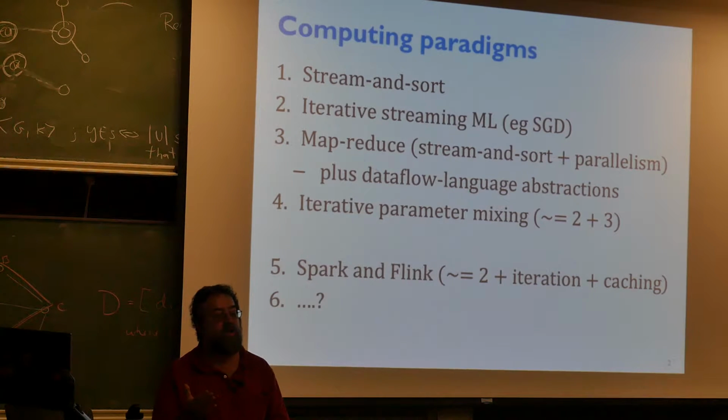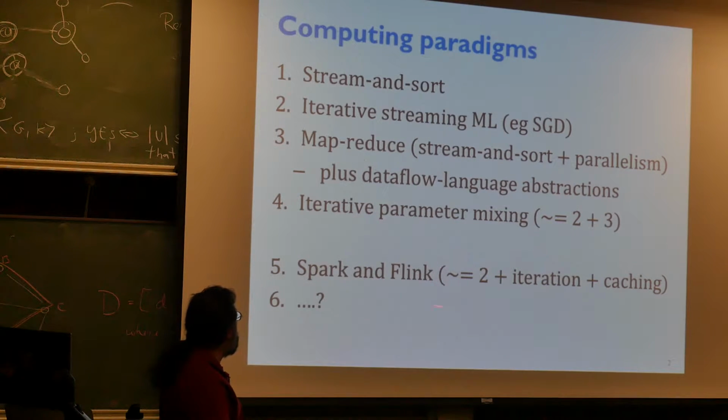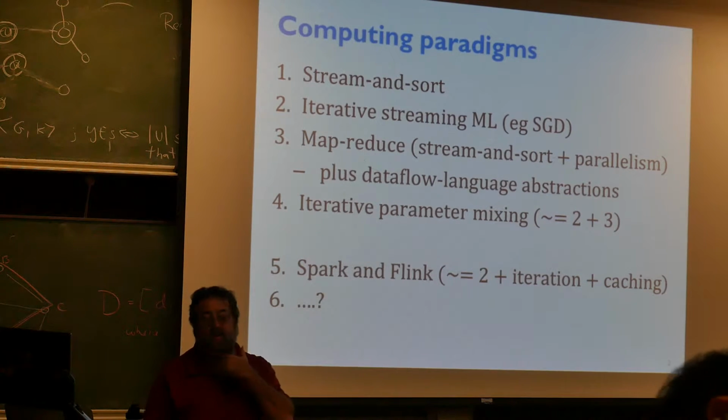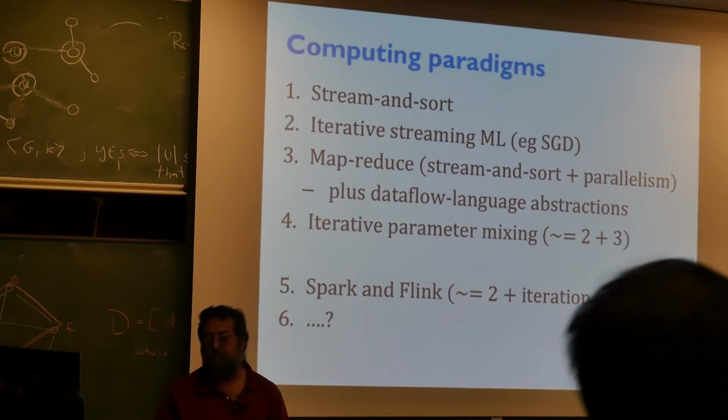We talked about stochastic gradient descent, where you stream through things many times. We talked a lot about MapReduce, which is a parallel version of stream and sort. We talked about data flow language abstractions for that. We talked about parameter mixing, which is a hybrid between stochastic gradient descent, where you stream through a learning algorithm, and MapReduce, where you do lots of things in parallel. We talked about some architectures designed for iterative MapReduce algorithms. So we talked about Spark, and briefly about another competitor system called Flink.